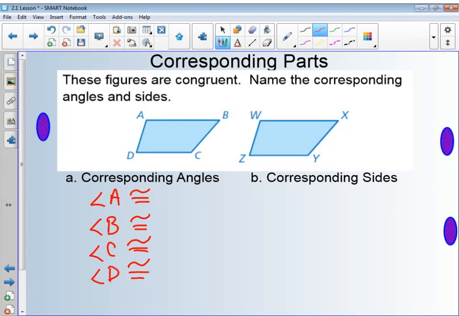And then let's go ahead and do corresponding sides. Let's do WX, XY, YZ, and ZW, just so that it's easier for you to compare your answers when you check them in just a minute. Okay, go ahead and pause your video and work your way through those answers.